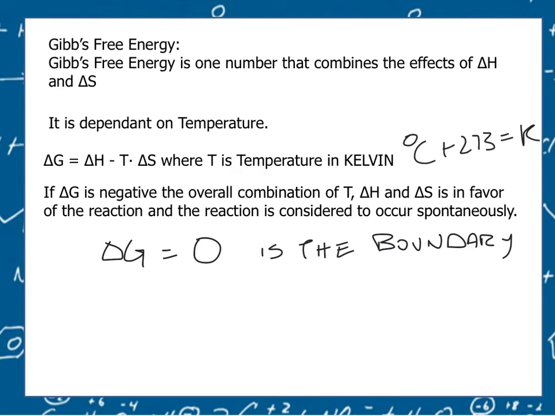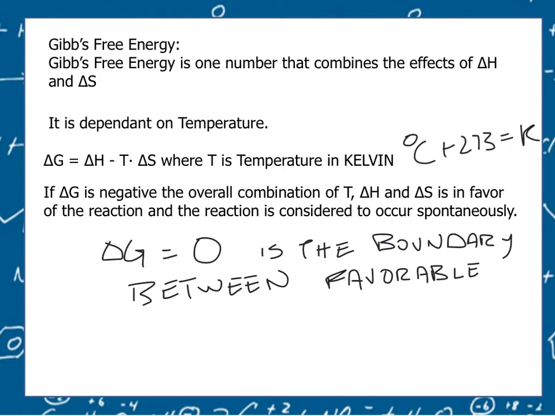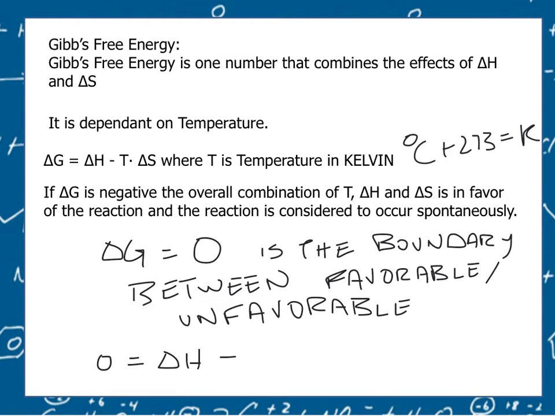So I'm really going to be interested when delta G is 0, because that's going to be the boundary between favorable and unfavorable. So I'm going to substitute 0 in for delta G in this equation and solve it for temperature.